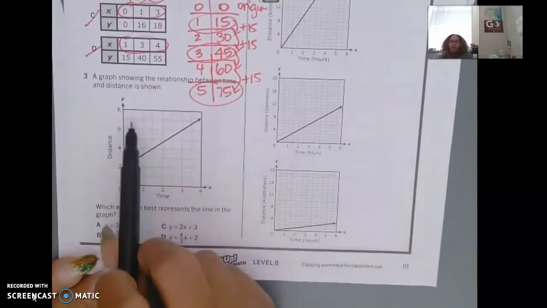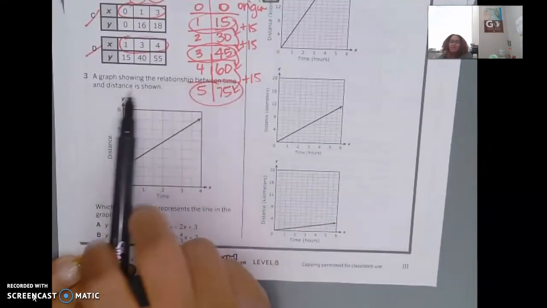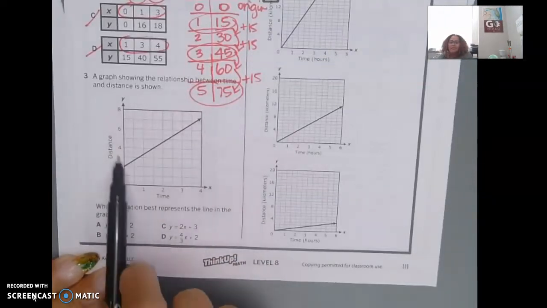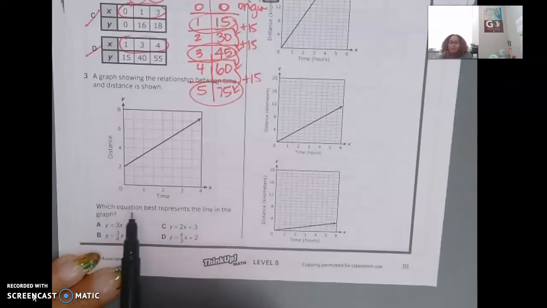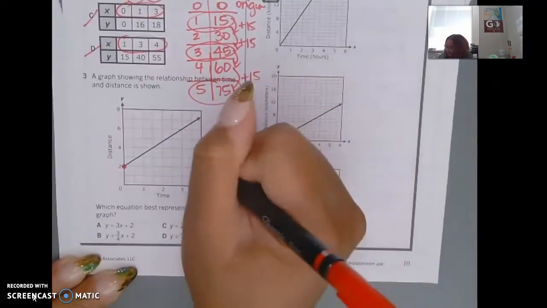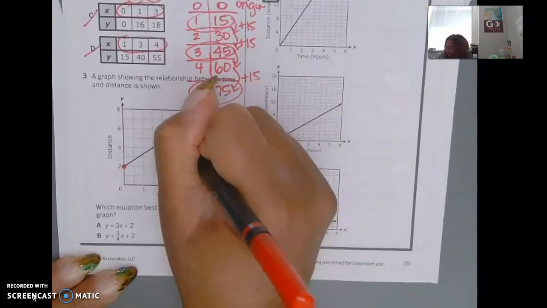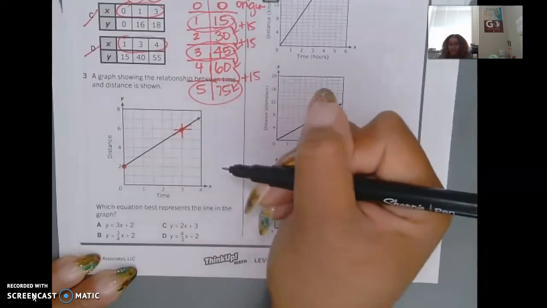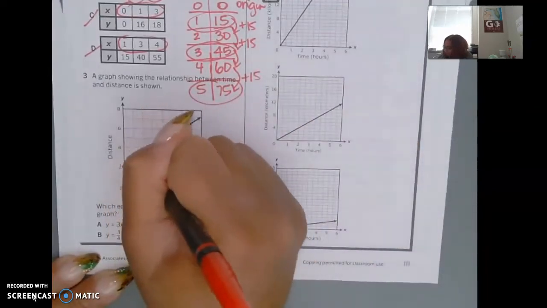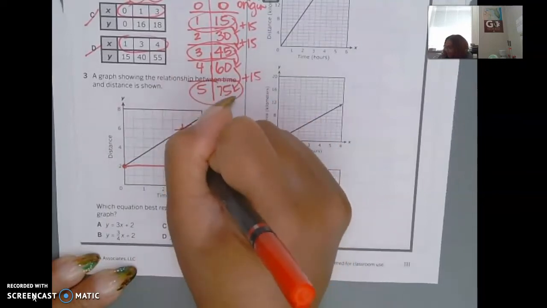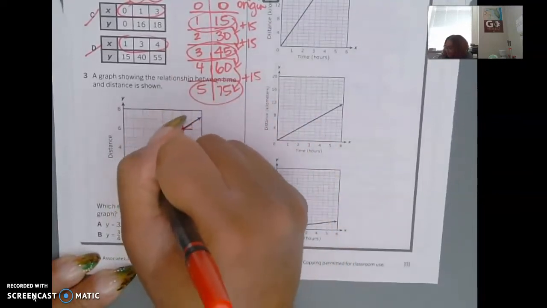Looking at number 3, it says a graph showing the relationship between time and distance is shown. Time is going along on my x-axis, distance is going up and down on the y. It says which equation best represents the line in the graph. So we need to look at friendly points. Always choose the y-intercept, and then always choose another one that goes through 3 lines. 2 red, and this black line is a third. Make a triangle, and then we'll do the rise over the run.